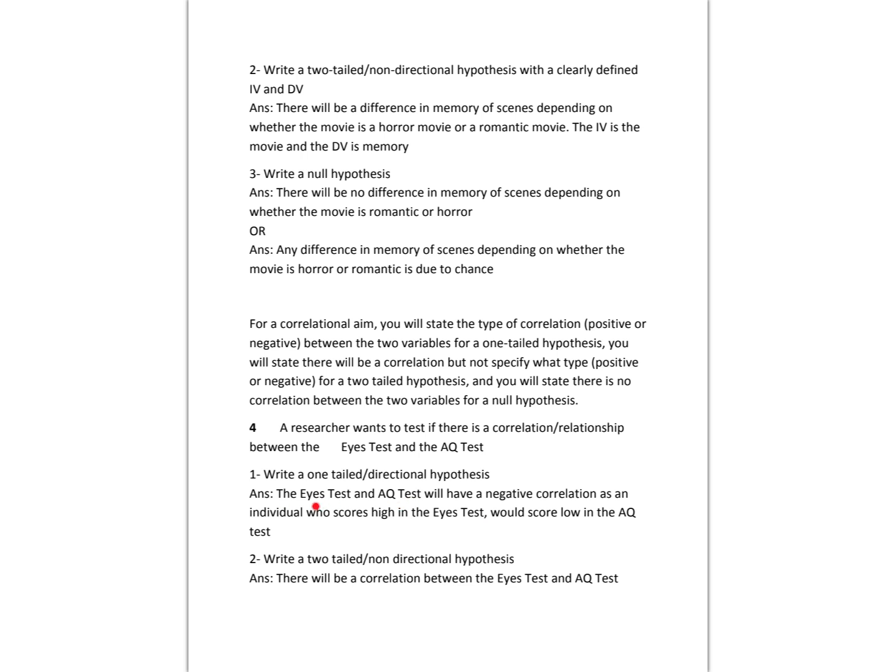If you want, you can just simply say that the ICE test and AQ test will have a negative correlation, but just to be on the safe side, it's better to elaborate a bit more on it and explain why it's a negative correlation. So that if you score high in the ICE test, you're scoring low in the AQ test. Write a two-tailed or non-directional hypothesis. There will be a correlation between the ICE test and AQ test. Okay, so I'm saying that there is a relationship, but I'm not specifying if it's negative or positive.